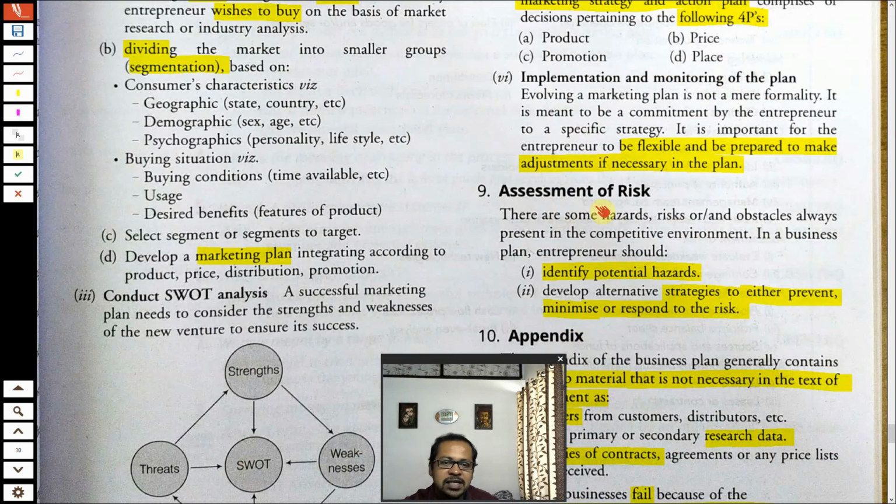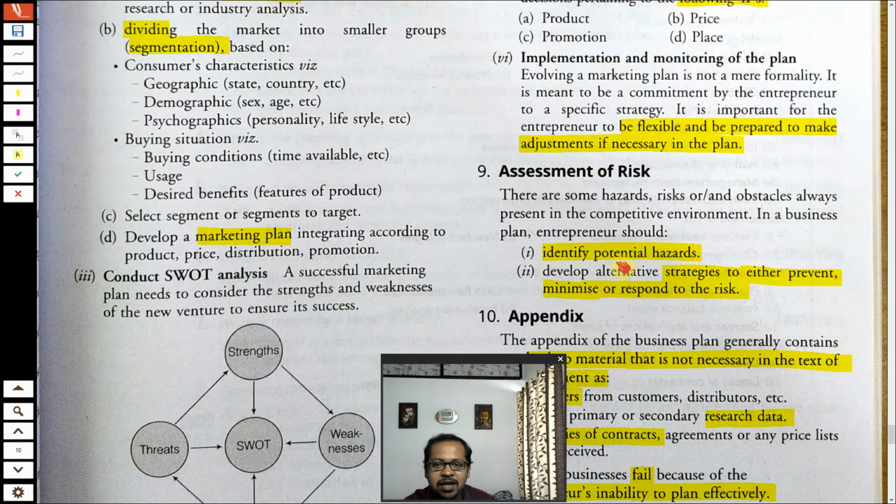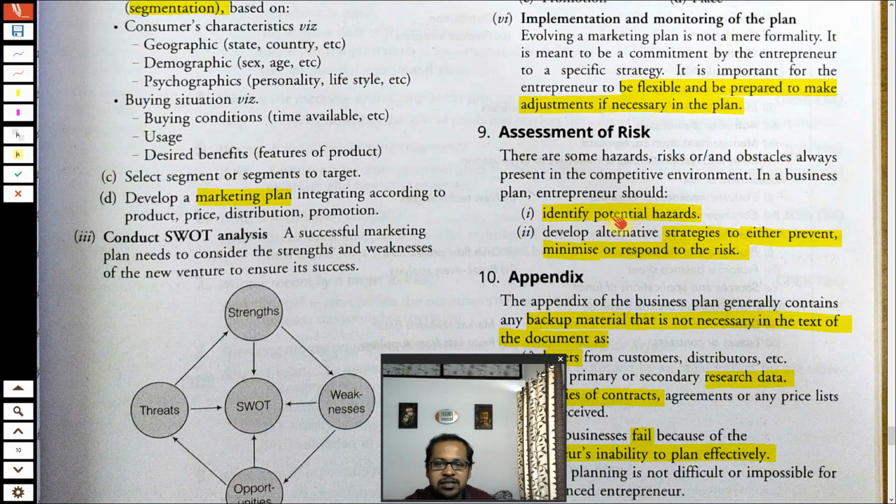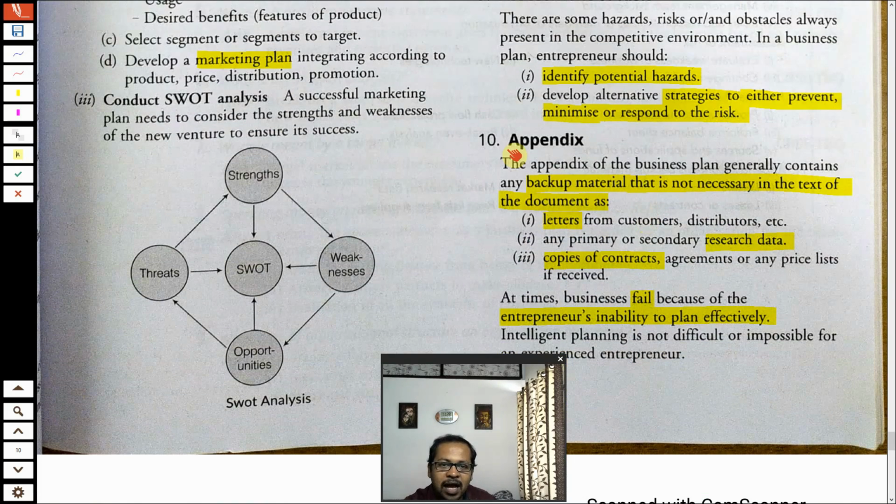Now risk assessment is very important. The 9th point in the business plan focuses on risk assessment. So you need to identify potential hazards in your organization, which could be potentially dangerous, hazardous or undesired, that you should try to identify. Okay, in any business, if you think, then you will get some potential unwanted situations or possibilities. So you need to develop alternative strategies so that you can minimize or avoid, or at least respond to those risks. It is risk assessment.